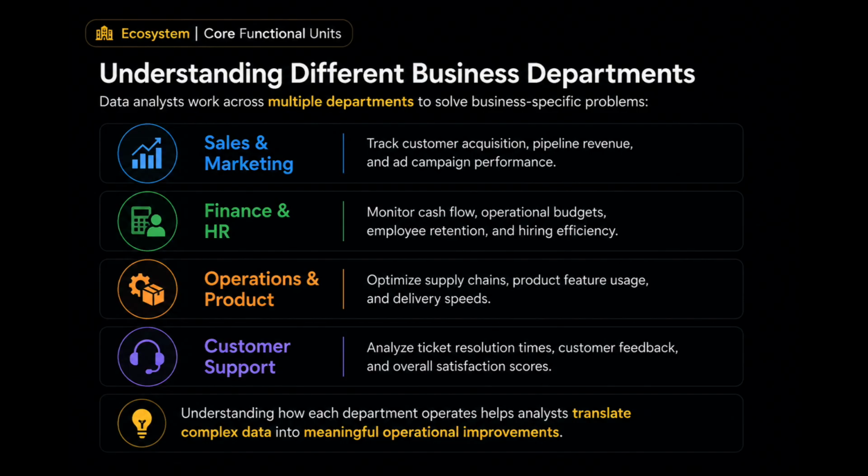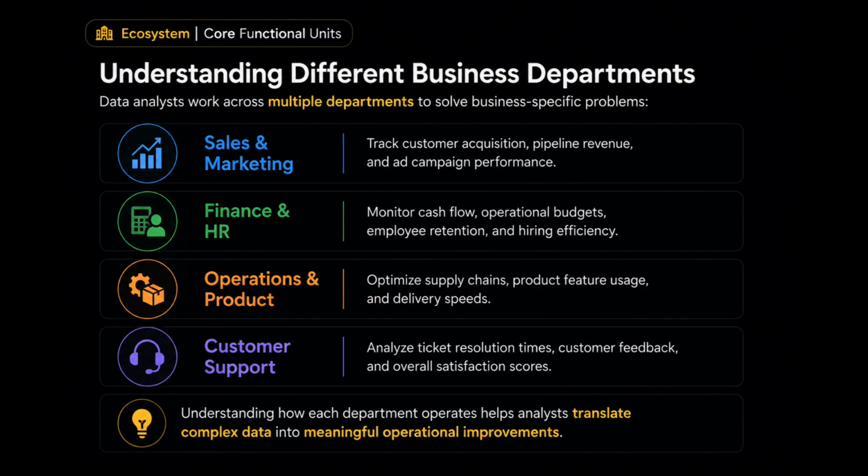Let's understand the different business departments where data analysts work. Data analysts support multiple departments by solving business-specific problems. In sales and marketing, analysts track customer acquisition, pipeline revenue, and advertising campaign performance. This helps teams understand which strategies are generating better results.